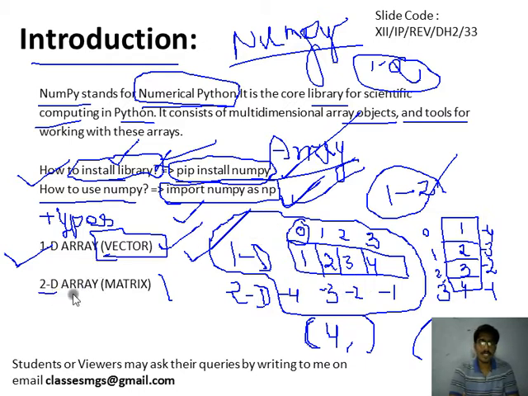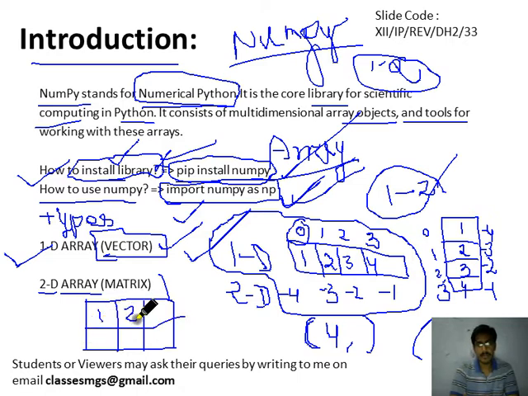Now what is the two dimensional numpy array? The numpy array which has multiple dimensions, like this, or looks like this. It has some data like 1, 2, 3, 4, 5, 6. It also has index numbers 0, 1, 2. This is the column index and this is the row index 0 and 1.